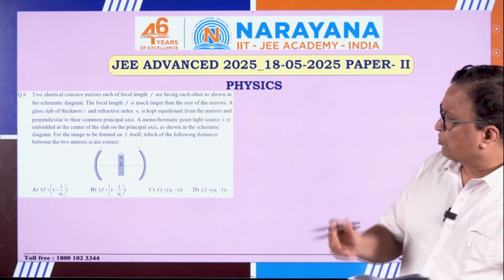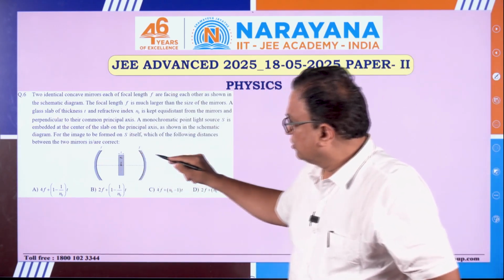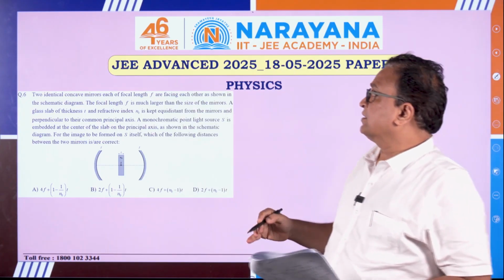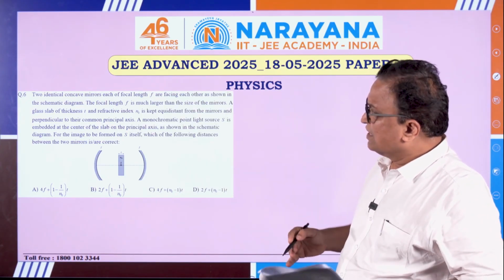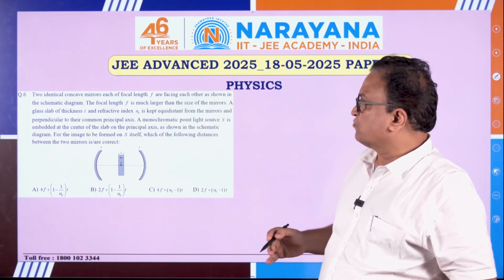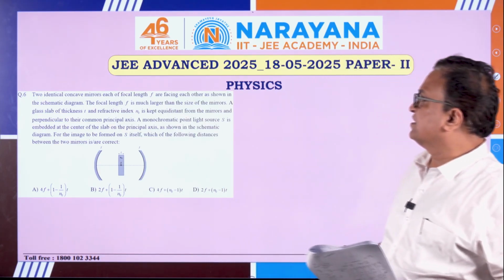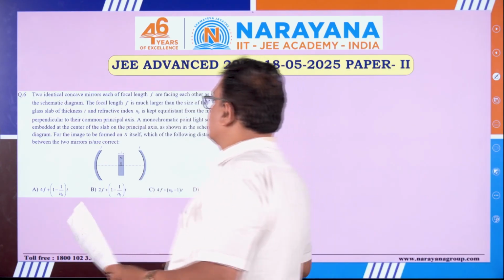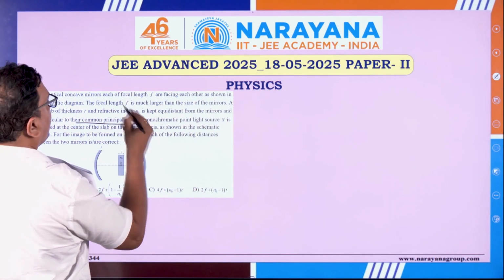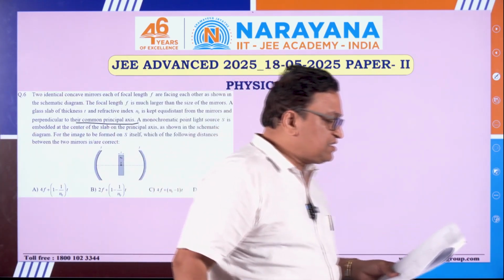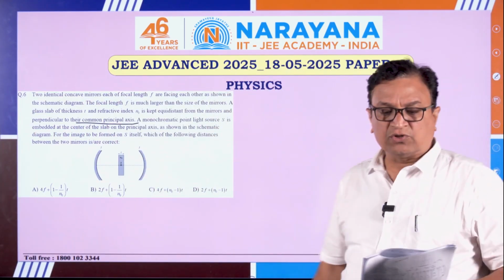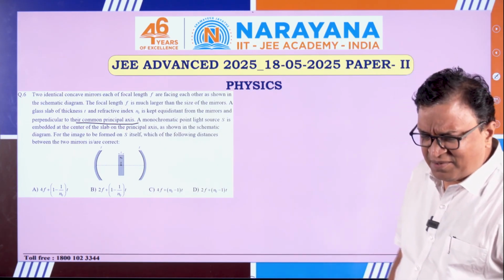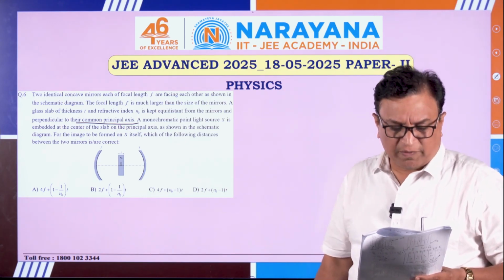You have two identical concave mirrors. You see, both are of the same focal length and facing each other as shown in the diagram. Focal length f is much larger than the size of the mirrors. A glass slab of thickness T and whose refractive index is n0 is kept equidistant from the mirrors and perpendicular to their common principal axis. A monochromatic point light source is embedded at the center, you can treat that as your object. Which of the following distances between the two mirrors are correct?